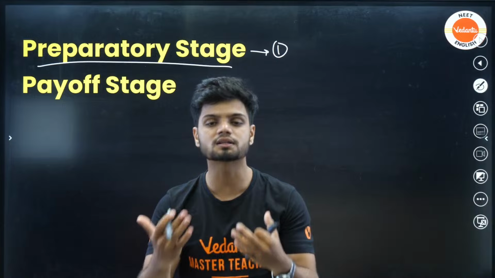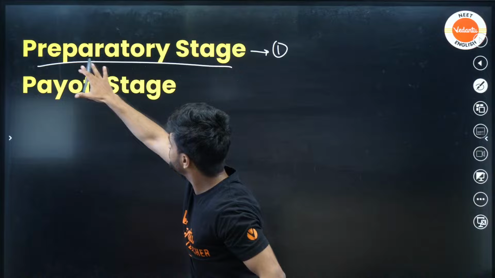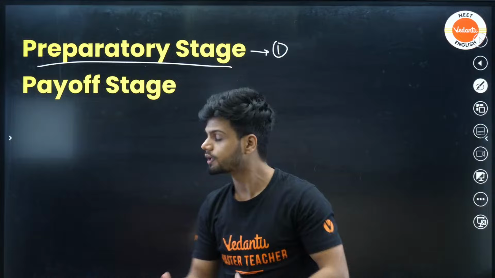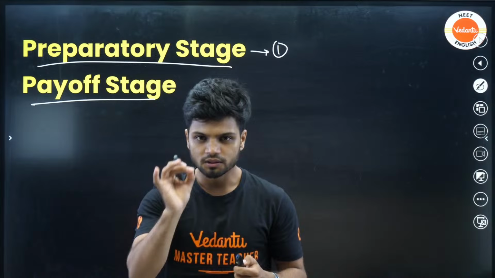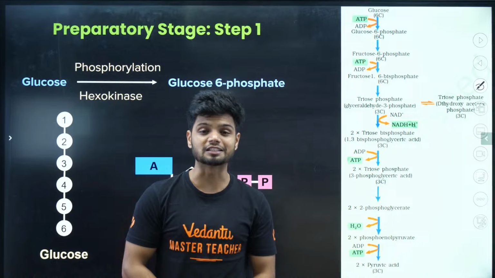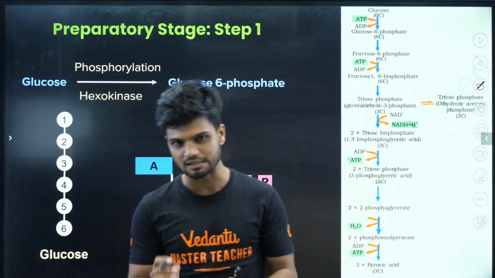Similarly, in glycolysis there are two phases. One is called the preparatory stage, where we invest ATP, where we invest energy. We also have the payoff stage. In the payoff stage, we get returns. We get back the energy. Okay? Can we start? The first step in glycolysis is nothing but phosphorylation.